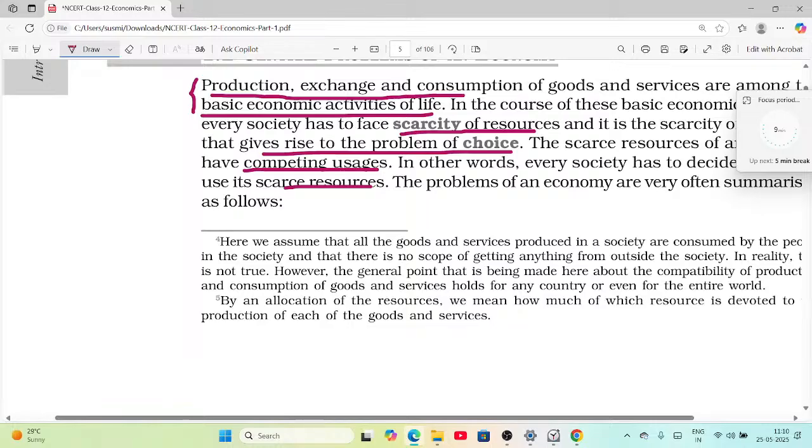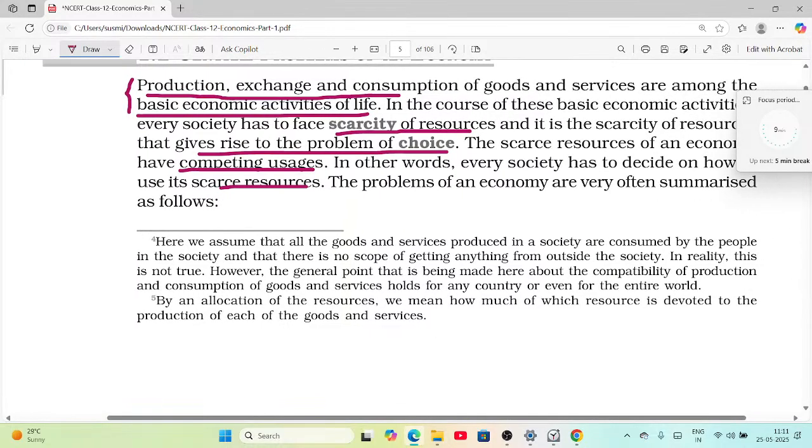Here we assume that all the goods and services produced are consumed by the people, and there is no scope of getting anything from outside the society. This is a general point about the production possibilities for any country or even an entire world.